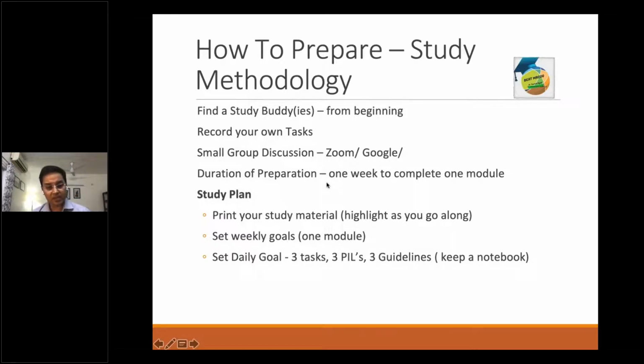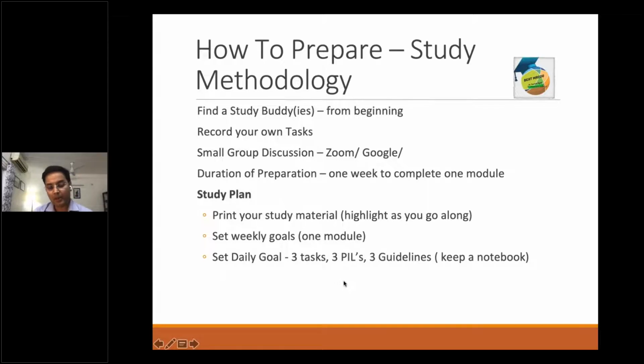Study plan. Somebody yesterday asked, should we print our study material? I firmly believe in having hard copies, and that's a different kind of experience. You can just organize your study material, print it, and when you read it, highlight, so that next time when you want to read, you read only the important parts.